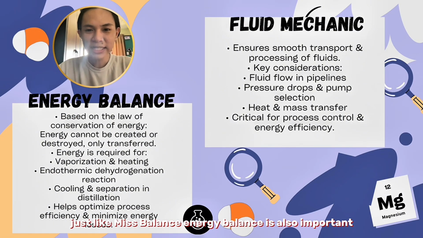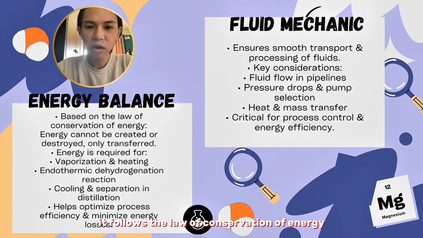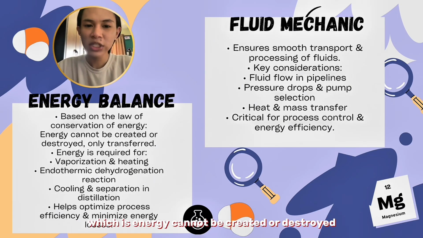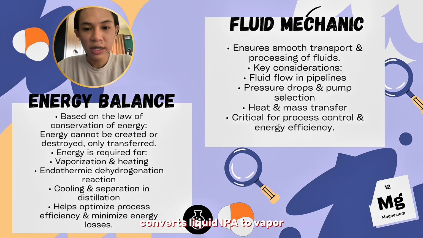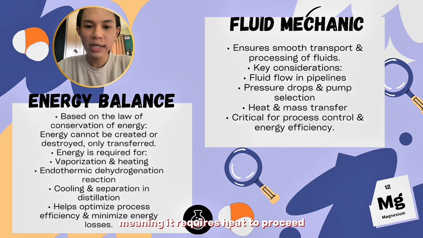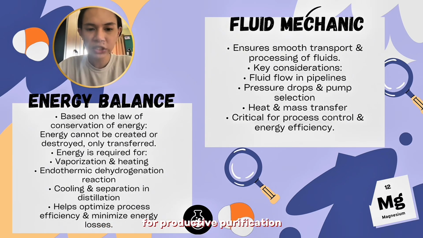Just like mass balance, energy balance is also important in process optimization. It follows the law of conservation of energy, which is that energy cannot be created or destroyed, only transferred from one form to another. Energy is needed for acetone production: vaporization and heating, which converts liquid IPA to vapor. Next, the dehydrogenation reaction. The process is endothermic, meaning it requires heat to proceed. And the third one is cooling and separation. After the reaction, the acetone mixture needs to be cooled and condensed for purification.